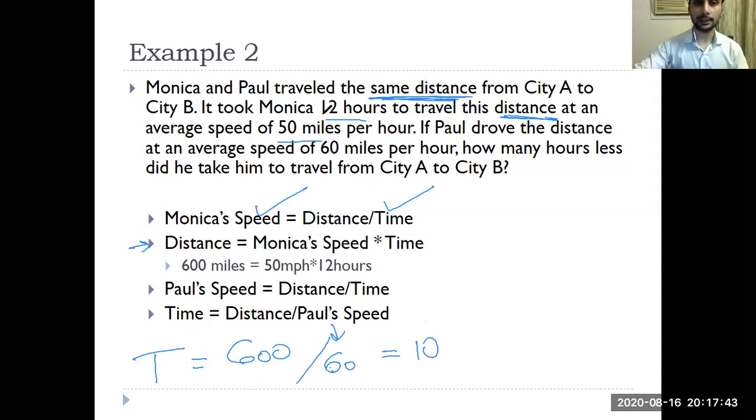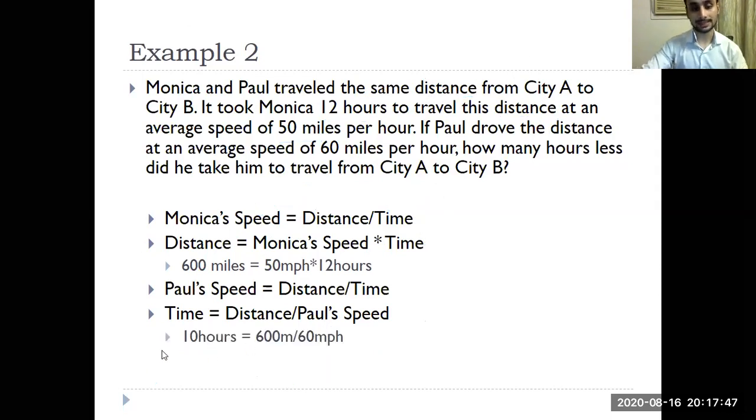And now let's go ahead and figure out कि अगर हमारे answer choice में भी given है, yes, 10 hours. But what are we trying to figure out? We are trying to figure out how many hours less did Paul take compared to Monica. So less के लिए मैं क्या करूँगा? I'll take the difference: Monica का time ज़्यादा था, so Monica's time minus Paul's time. 12 minus 10, 2, and that is your answer.